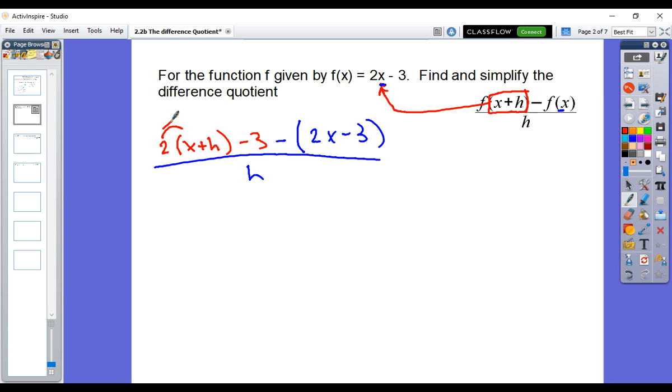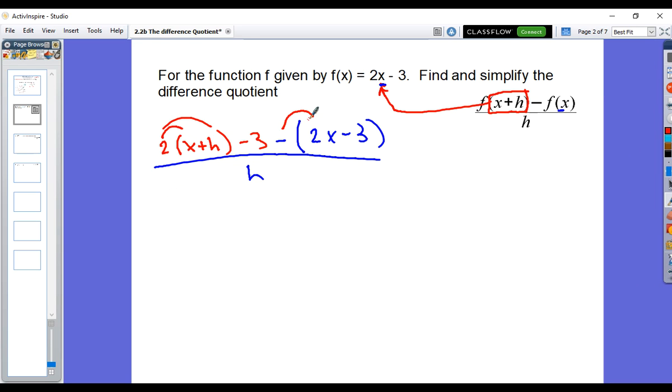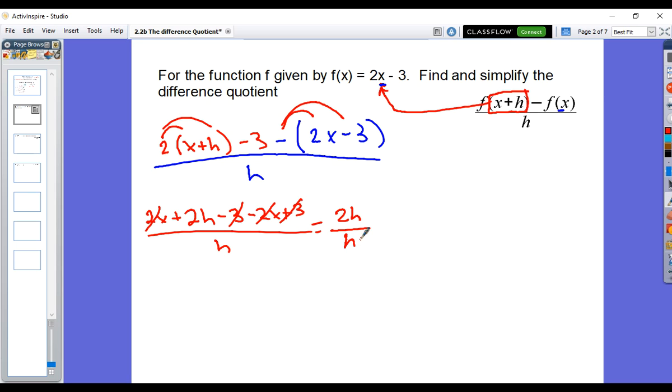We distribute this right here, and we distribute the negative. Remember, this is minus both of these, so let's change the sign on both of them. So we're left with 2x plus 2h minus 3 minus 2x plus 3. So that changed to a positive, all over h. And then we just combine like terms. So we have a 2x minus 2x. They cancel each other out. We have a negative 3 and a positive 3. They cancel each other out. All that's left is a 2h on top, and on the bottom is an h. And then we simplify that one more time, giving us 2.